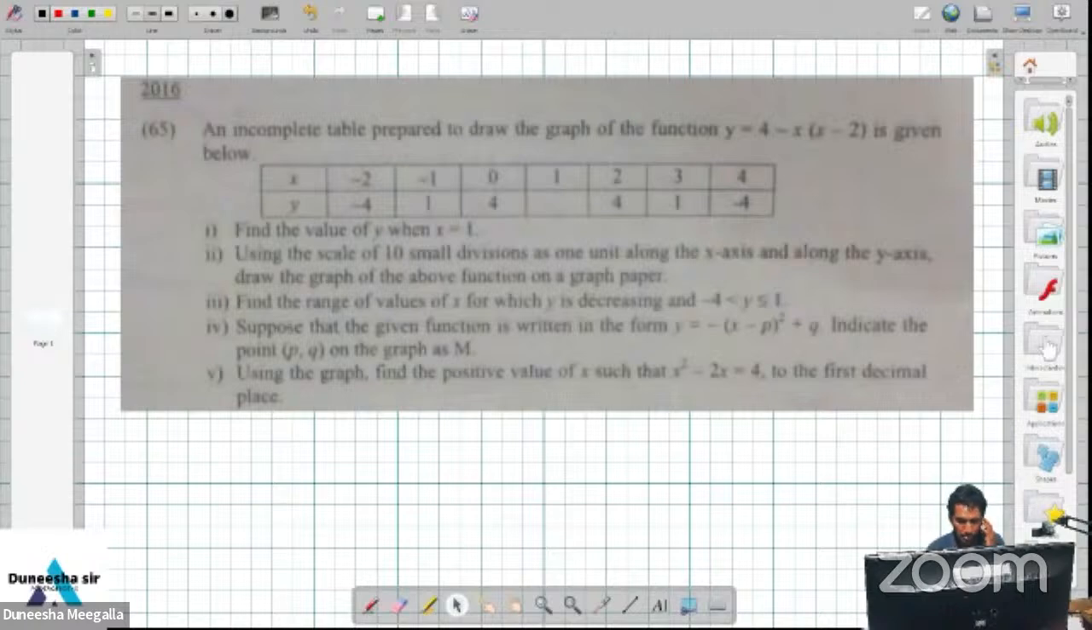Do you have the past paper book? Yes, sir. 2016. That's a graph question. I will send the question to the WhatsApp group. Okay.